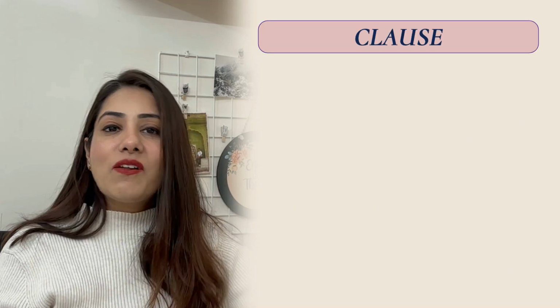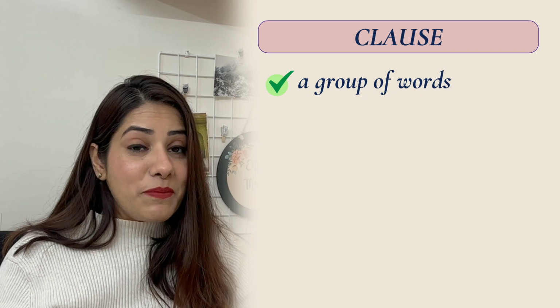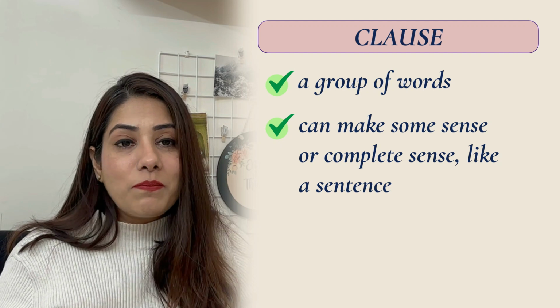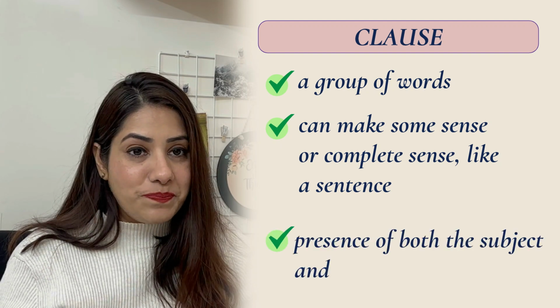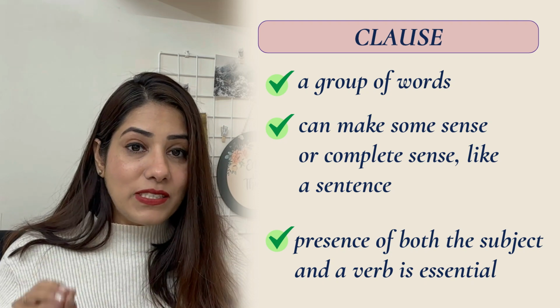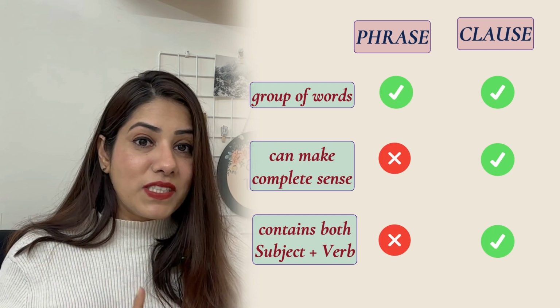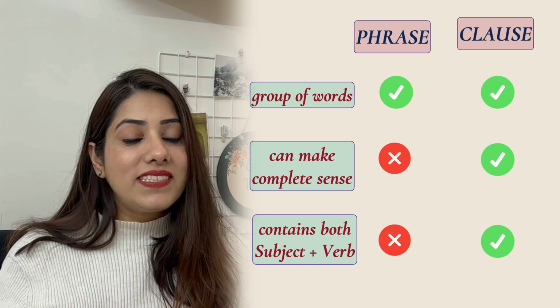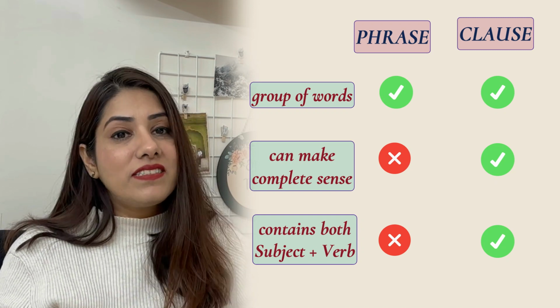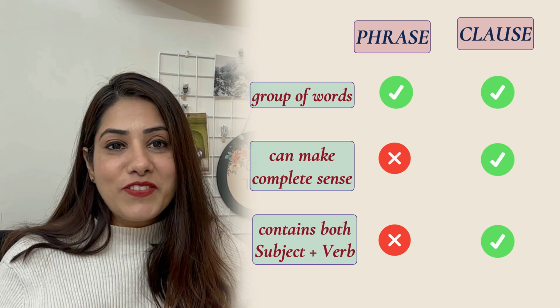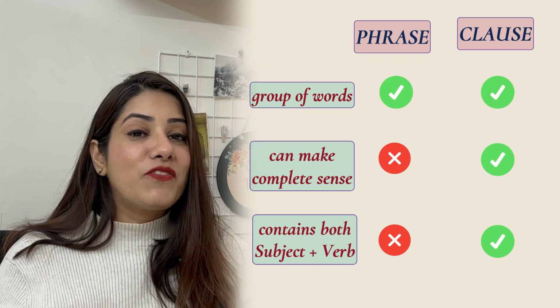Like a phrase, a clause is also a group of words. But the important point here is a clause can make some sense or it can also make complete sense like a sentence. The presence of both subject and verb is essential in a clause. A phrase cannot contain both the subject and a verb at the same time, whereas a clause will always contain a subject and a verb at the same time. Now, this is the most important feature to distinguish between a phrase and a clause. A clause can sometimes act as a sentence, but it's not always the case.